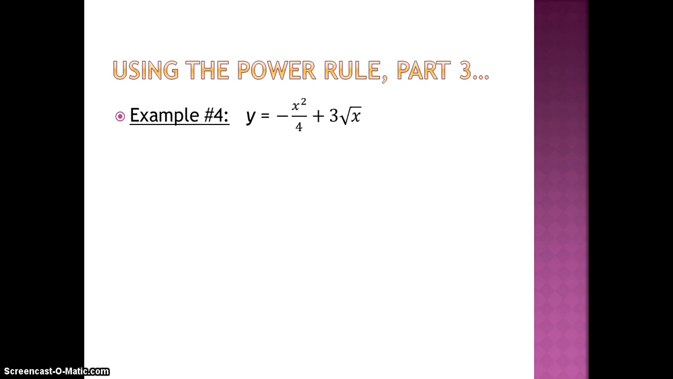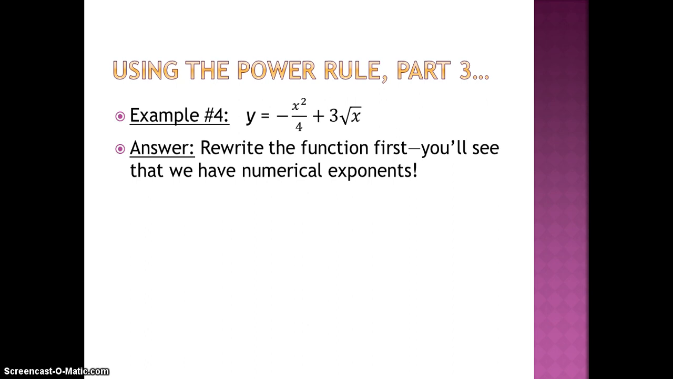Here's another example using the power rule. y equals negative x squared over 4 plus 3 times the square root of x. Well, a couple of potential pitfalls here. The first is to realize that we've got a 4 in our denominator of the x squared term. So when we rewrite, we're going to need to rewrite that as negative 1/4 x squared.